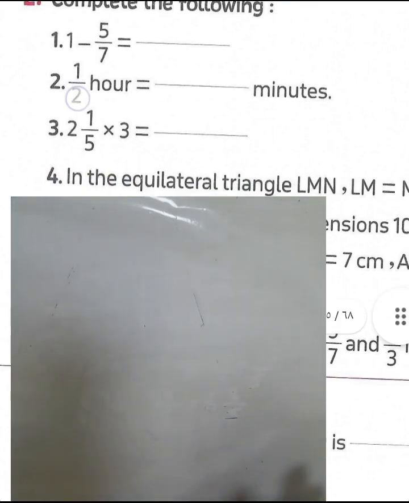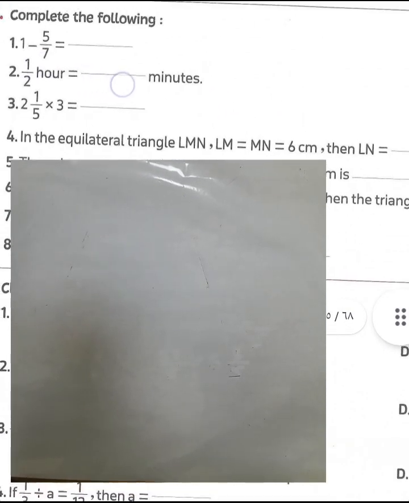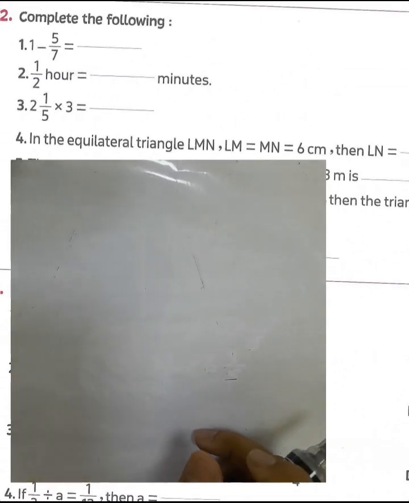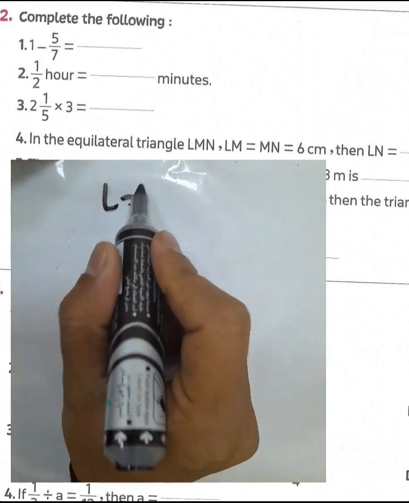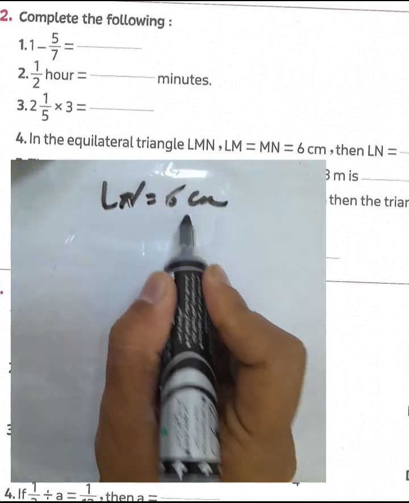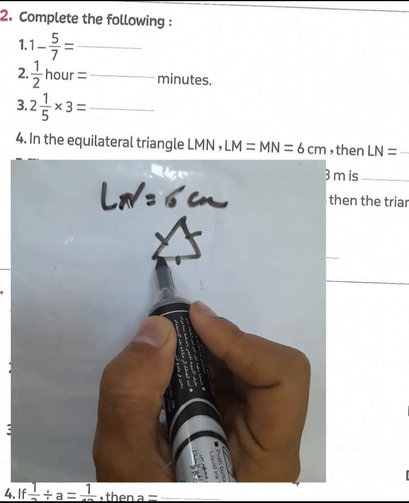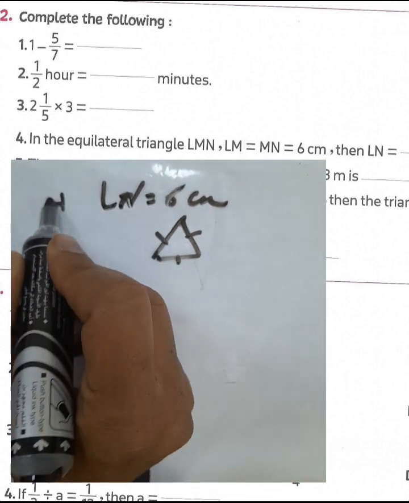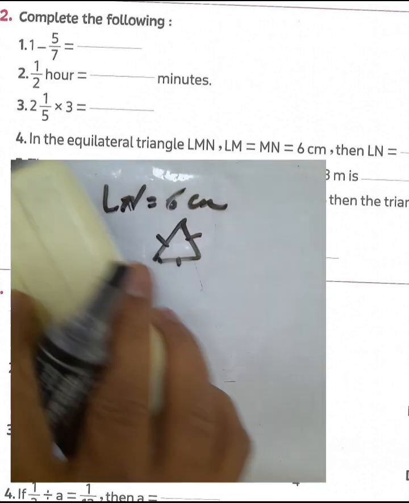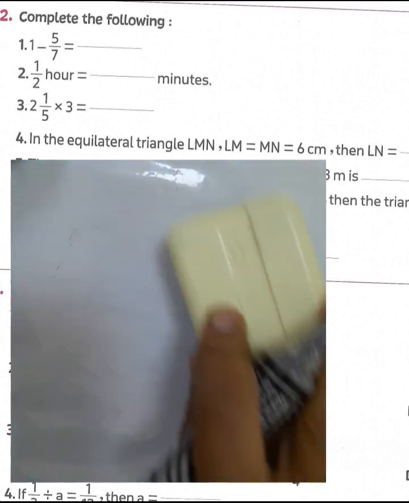Question number 4. In the equilateral triangle LMN, LM equals MN equals 6 centimeters. Then LN will be 6 centimeters, because we have an equilateral triangle, 3 sides of equal length. Then for question 4, the length of LN will be 6 centimeters.